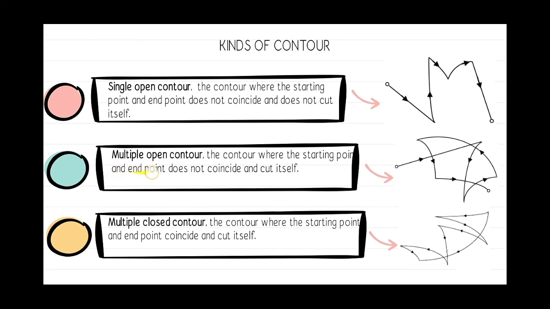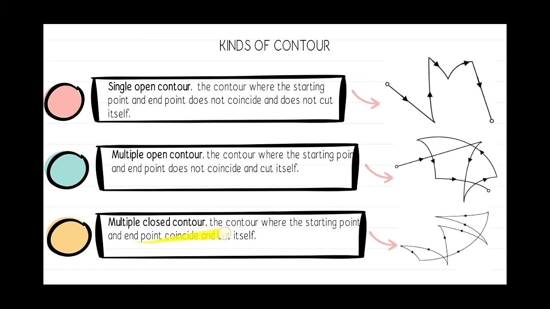And for the next, multiple open contour. The contour where the starting point here and the end point here doesn't coincide and cuts itself. We can see that there are many intersection points such as this and many others. So this contour is called multiple open contour.